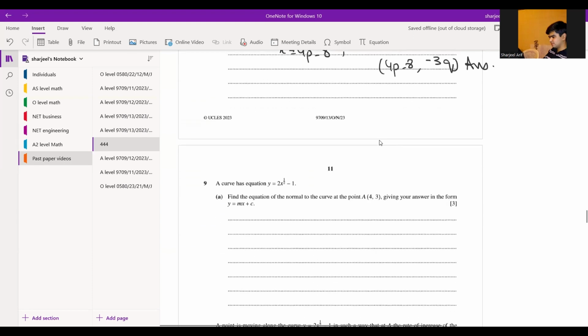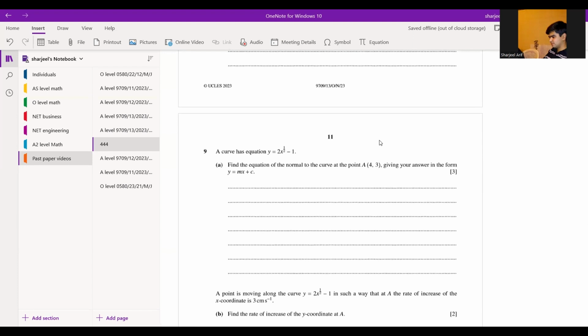Now we will move on to question number 9. We have the equation of the curve y equal to 2 square root x minus 1. We have to find the equation of the normal at the point (4, 3). For that, we have to take the derivative. So dy by dx will be equal to 2 into 1 by 2, x power 1 by 2 minus 1, minus 0. Cancel these two to get 1 over square root of x. The value of x is 4, so m1 will be equal to 1 over square root of 4. That would be 1 by 2, and m2 will become minus 2, because it is the gradient of the normal.